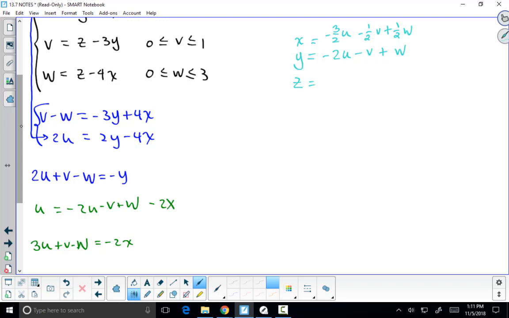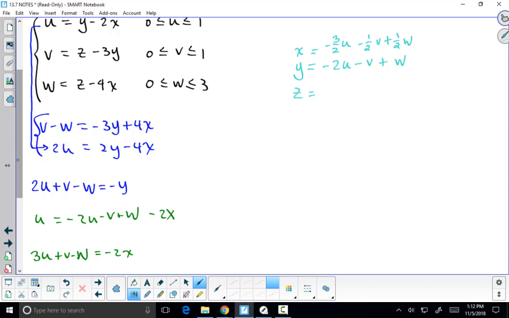A couple of ways we could do it. We could plug this right back into there. That would work. We solve this one for x. We could plug the x into that one and solve for z. Doesn't really matter. Whatever you want to do. Does not matter which way we go.